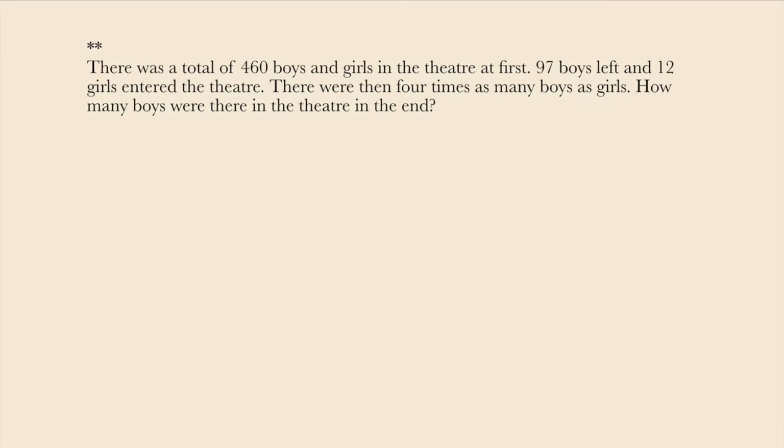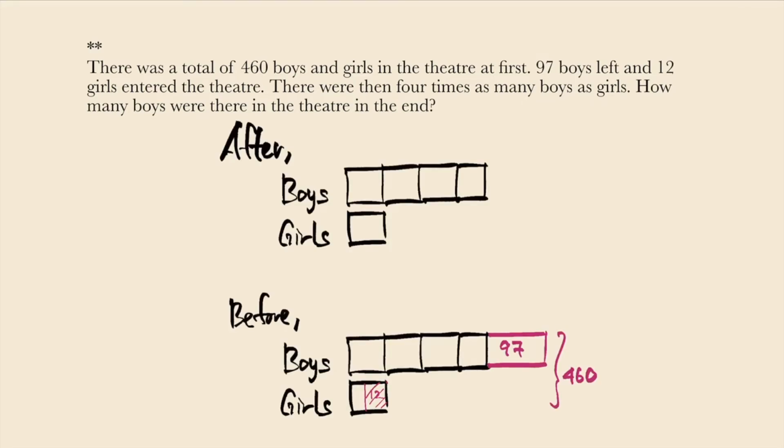There were a total of 460 boys and girls in the theatre. Now, is that useful? Not yet. Nothing that we can draw at the moment. 97 boys left. So, okay. And 12 girls entered. So there's a subtraction and an addition. There were then 4 times as many boys as girls. Okay, that we can work with. So after all that happened, boys 4 units, girls 1 unit.